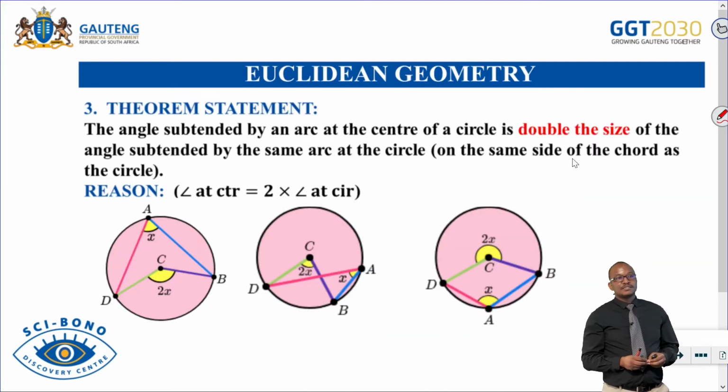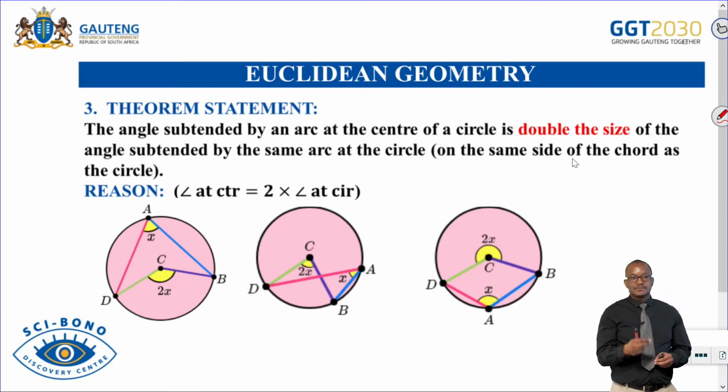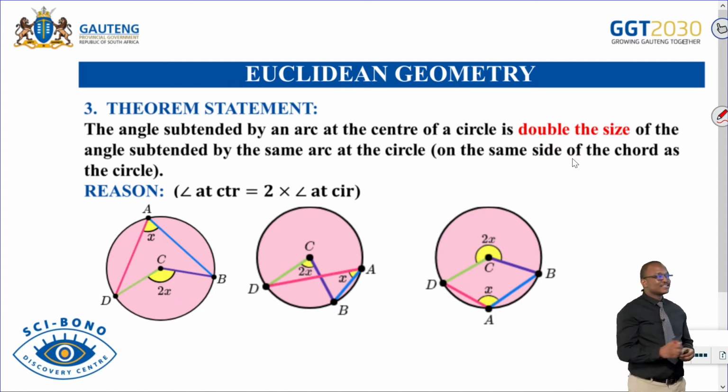Then let's look at our theorem 2. In theorem number 2, the theorem statement says the angle subtended by an arc at the center of a circle is double the size of the angle subtended by the same arc at the circle, on the same side of the chord. How do we get that? Now we have the reason for that.